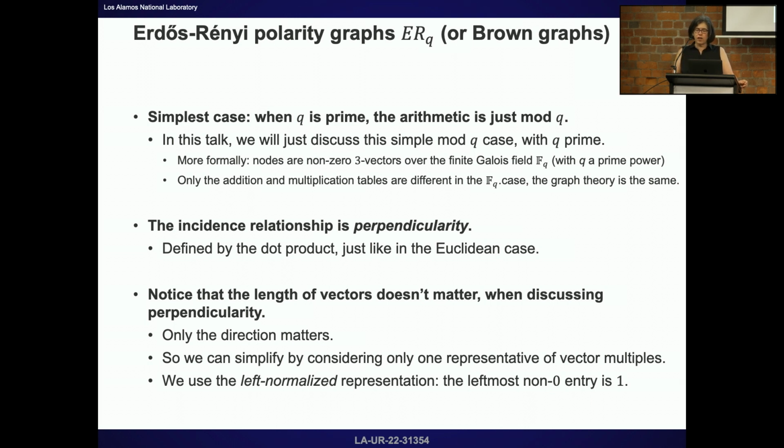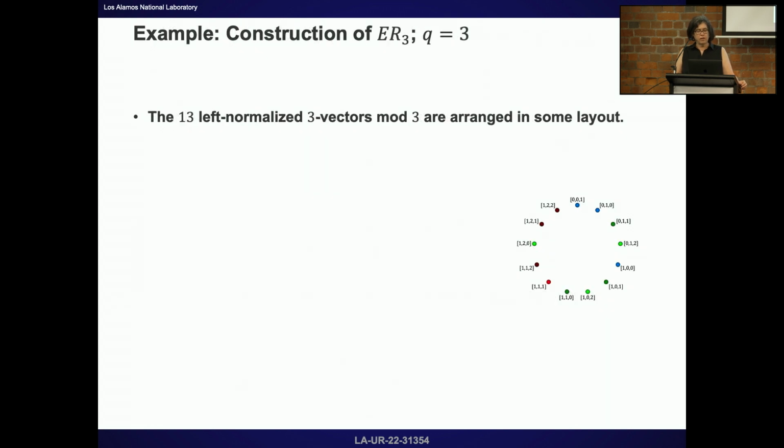And the incidence relationship, once again, is perpendicularity. It's defined by the dot product. And one comment, the length doesn't matter. It doesn't matter if that vector goes all the way from the floor to the ceiling, or if it's an inch long, you still have the same perpendicular relationship. So you can just divide through by the value of the first non-zero element, and you get a kind of standard representation.